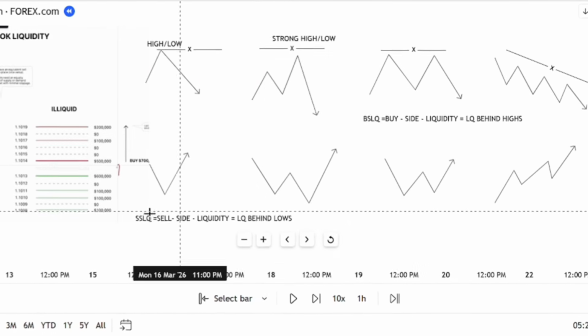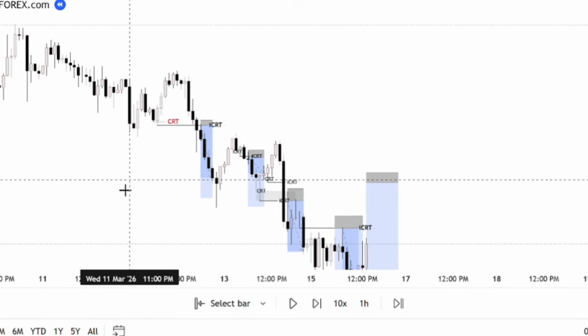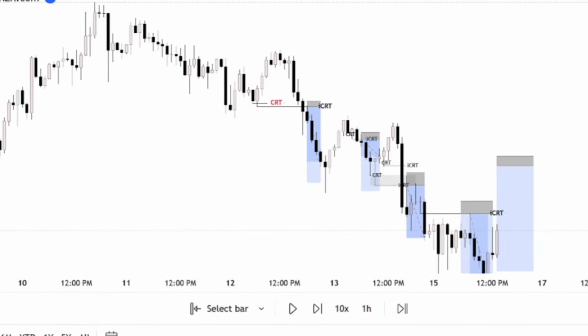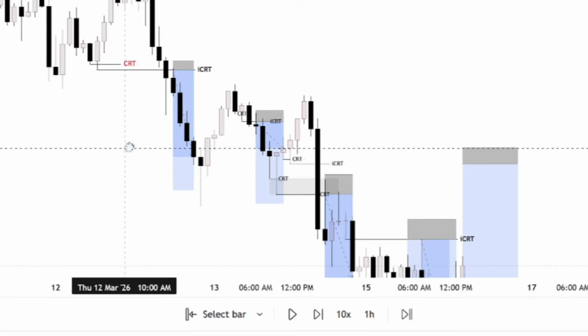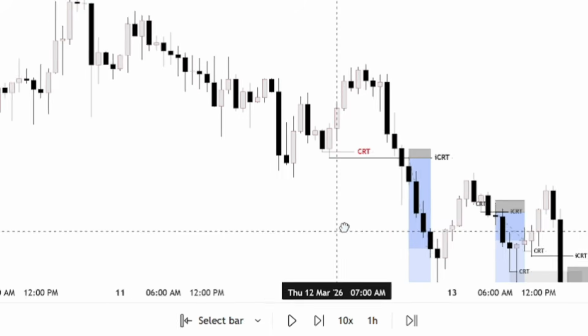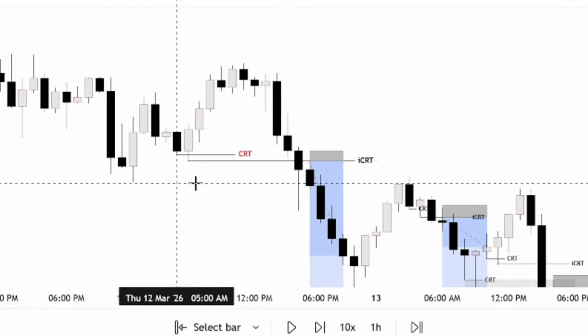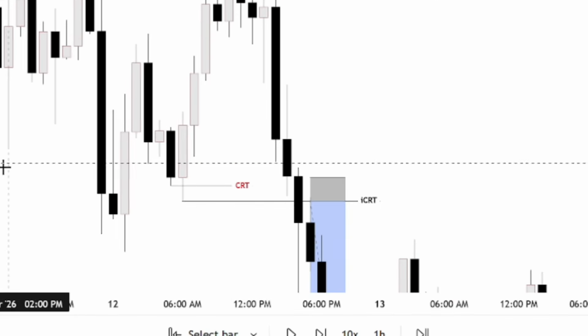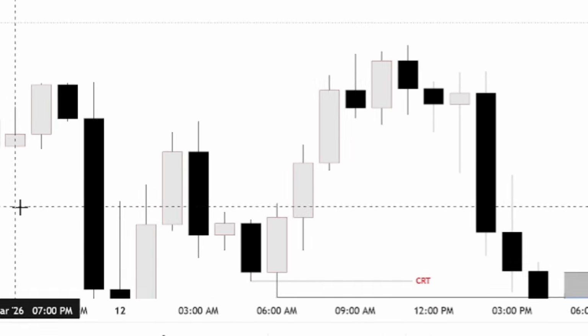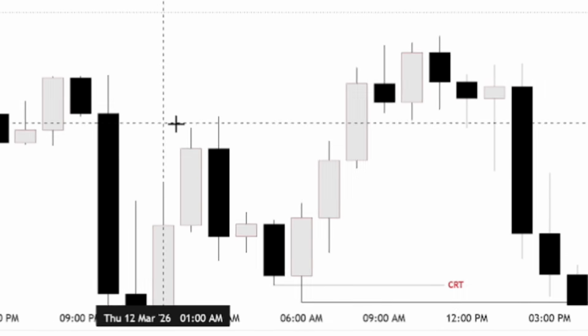Okay, so now let's dive right into the chart. Now I have some examples here that I want to share with you. I don't want this video to be too long, so we are going to be very brief. Before now, I already explained to you what the Komepips iCRT is. How many of you know what iCRT is? You already know what iCRT is, right?